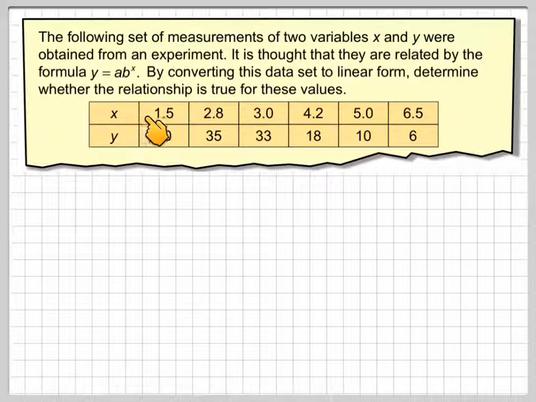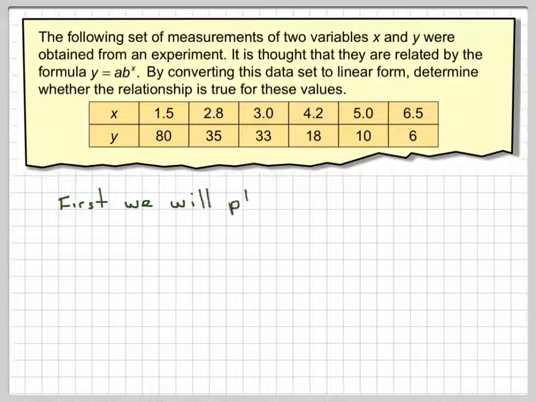So we've got x is 1.5, 2.8, 3, 4.2, 5 and 6.5. We've got y is 80, 35, 33, 18, 10 and 6.